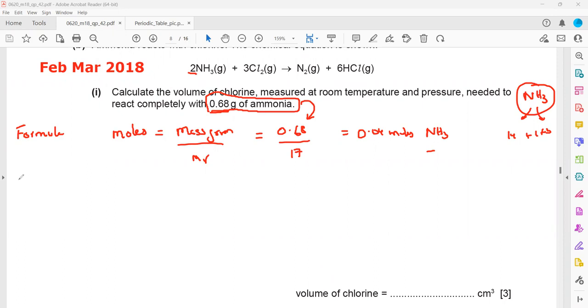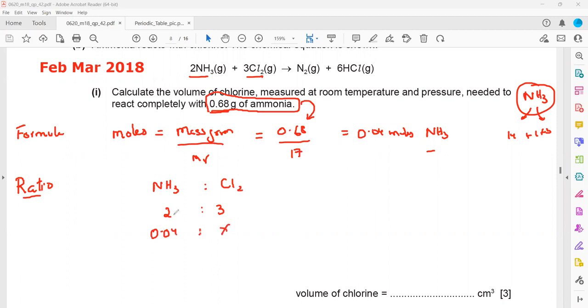Once we have solved the first part and got the moles of ammonia, then we'll use a ratio. What ratio will we take now? We'll take a ratio from the equation, because we need chlorine. So we'll take the mole ratio between chlorine and ammonia. What is the ratio between ammonia and chlorine according to the equation? 2 is to 3. So if we have 2 moles of ammonia, we should have 3 moles of chlorine. But we don't have 2 actually. We have 0.04, which is equivalent to 0.68.